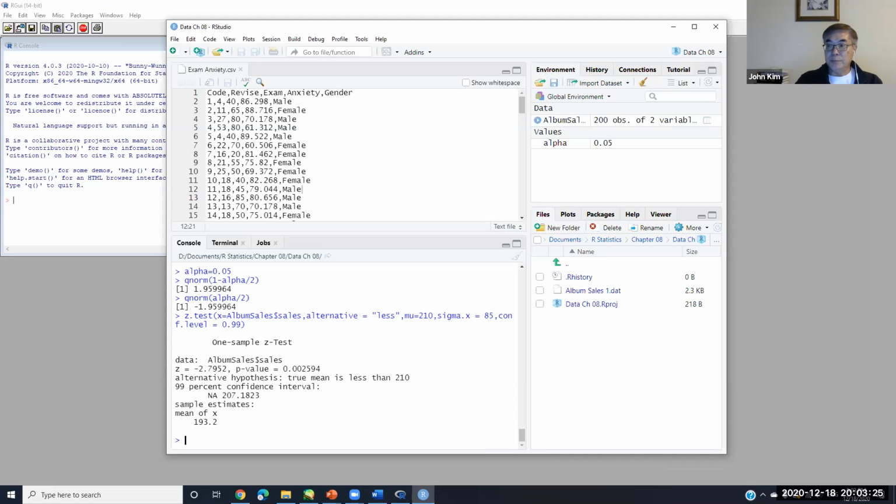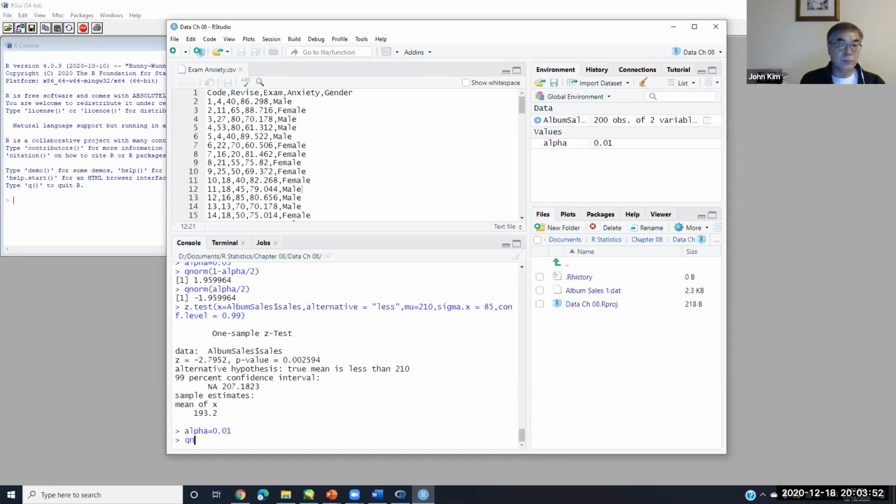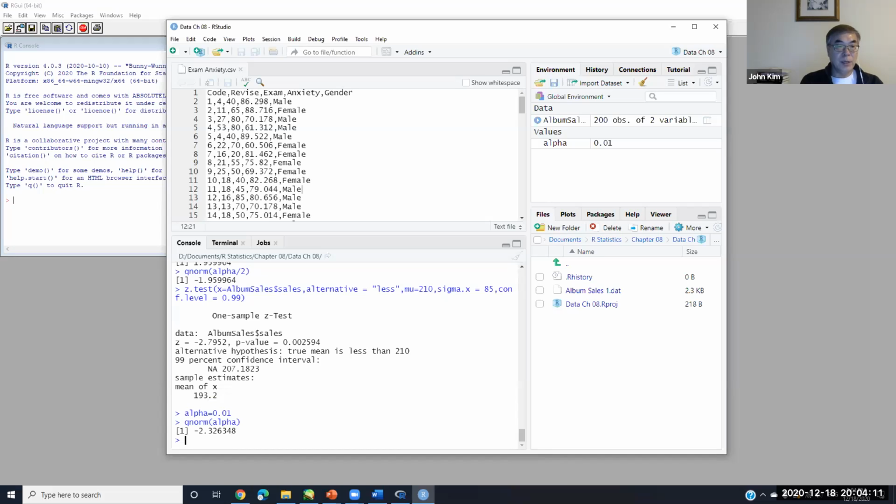Then let's get the critical value. We need alpha equals 0.01. Then qnorm, the normal distribution. Because this one is one tail, use just alpha, not divided by two. So it is negative 2.326.